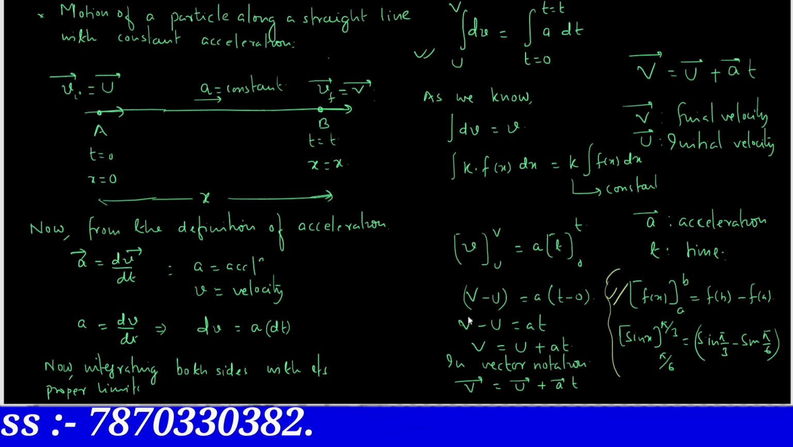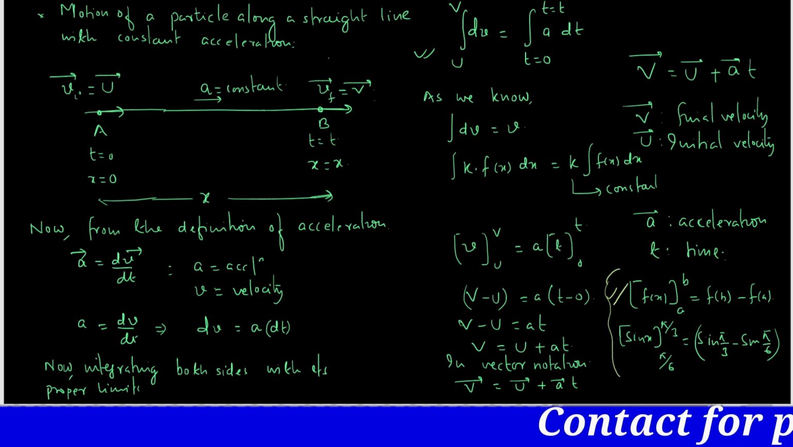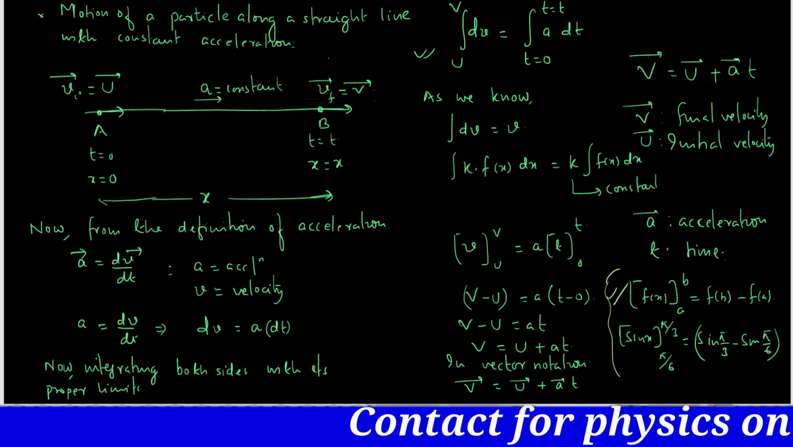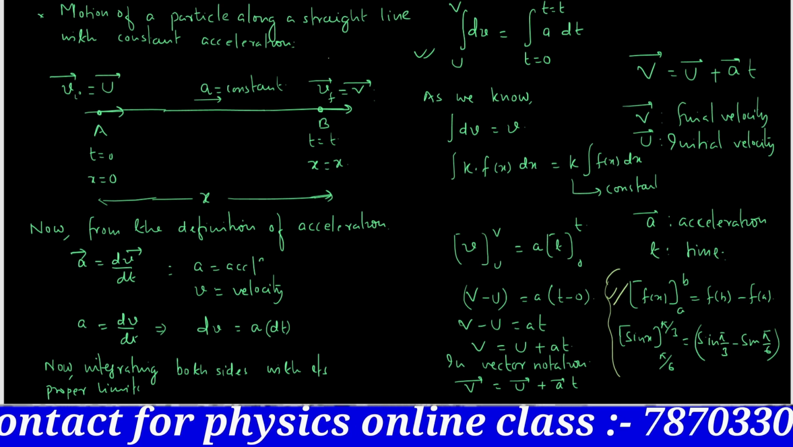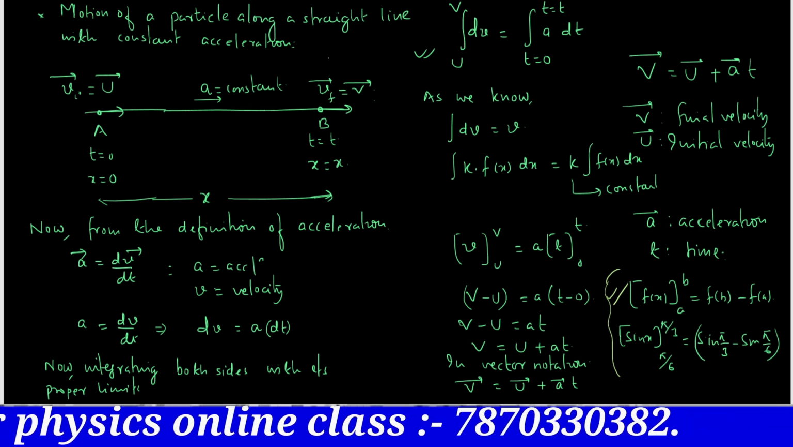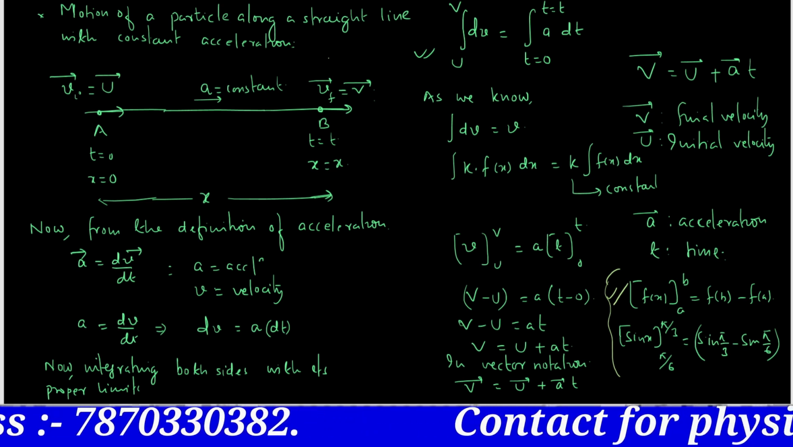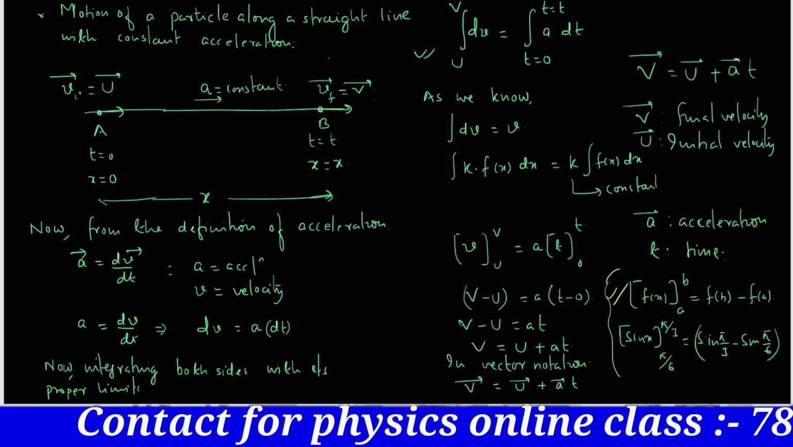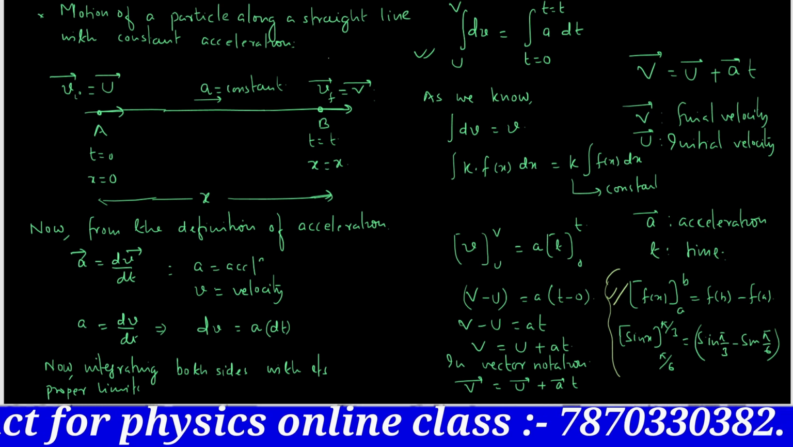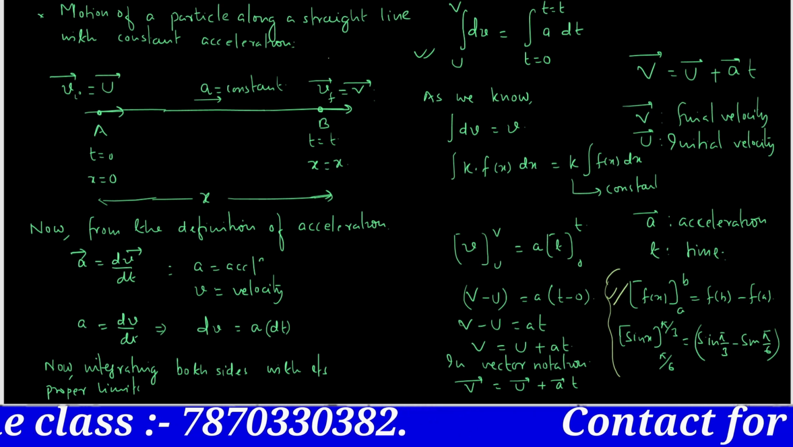Okay. And I have proved the relation V equals U plus AT. In this particular case, I have proved this, V equal to U plus AT, right? And I shall prove all these formulas. So how does s come into this? I am describing that.